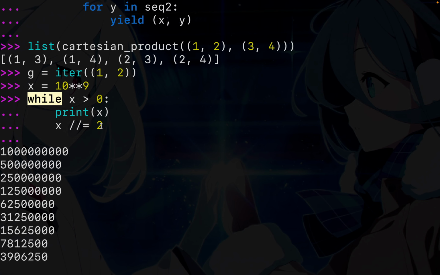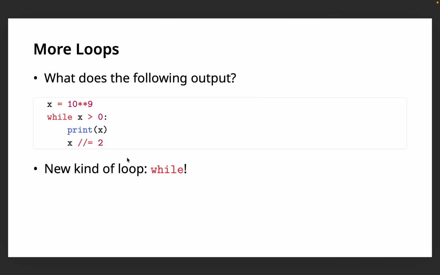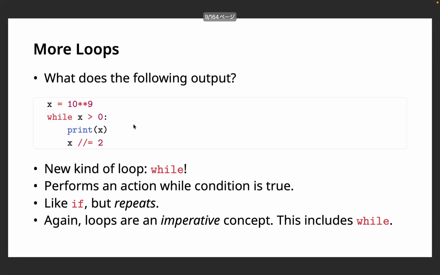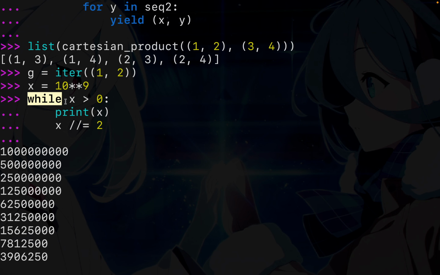So this is what we call a while loop. For a while loop, while the condition you put here is true, so while x is greater than 0, it's going to execute everything that you put inside of the block here. So it will do something while some condition is true. You can think of this as an if statement that goes over and over again. Just like with for loops, this is imperative. So you usually use while loops alongside other kinds of imperative concepts.